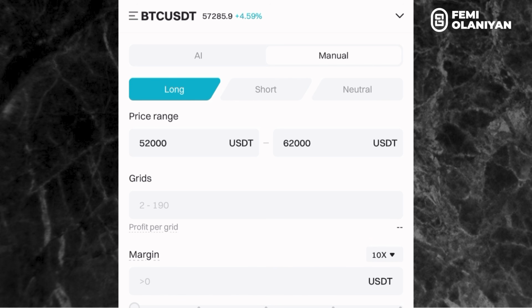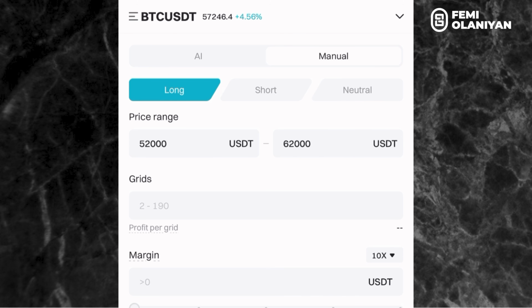This means that in as much as the price of Bitcoin is between $52,000 and $62,000, this trading bot will continue to take trades for you. That is just the meaning. So if the price of Bitcoin goes less than $52,000, the trading bot will stop taking trades for you. And if the price of Bitcoin goes above $62,000, the trading bot will also stop taking trades for you. But if it should come back down below $62,000, then it will continue taking trades for you. I hope you understand what I'm saying. So that is just the price range. So you can just play with the price range right there to see.